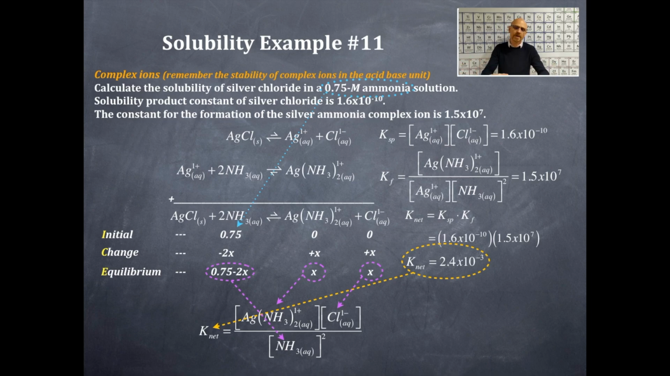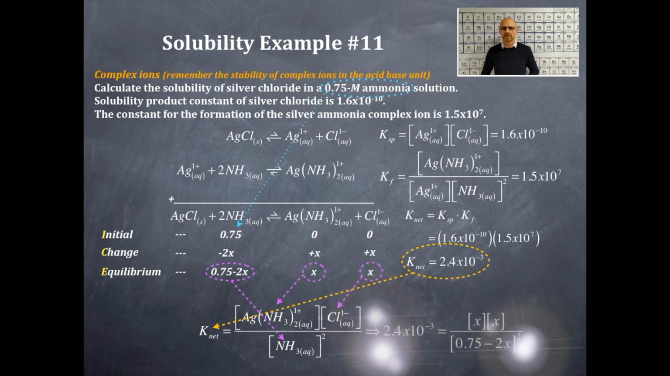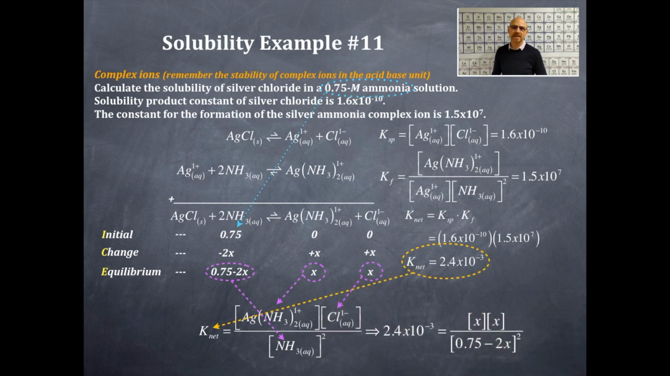So let's plug all this information in here. So this is what I get. I get 2.4 times 10 to the negative 3 is equal to x times x, that's x squared, in the numerator. In the denominator, I have 0.75 minus 2x quantity squared. Okay, I'm going to take this to the next slide because I'm running out of space. I'm going to still solve for x here in just a second.